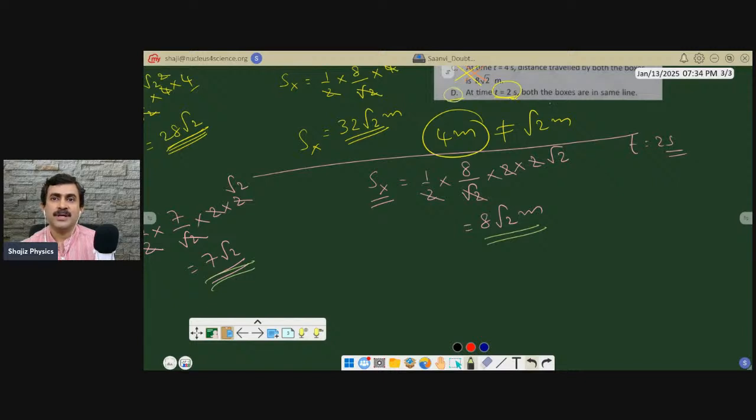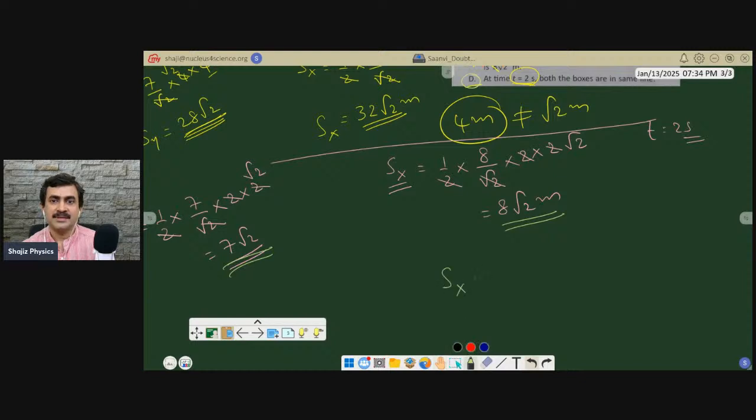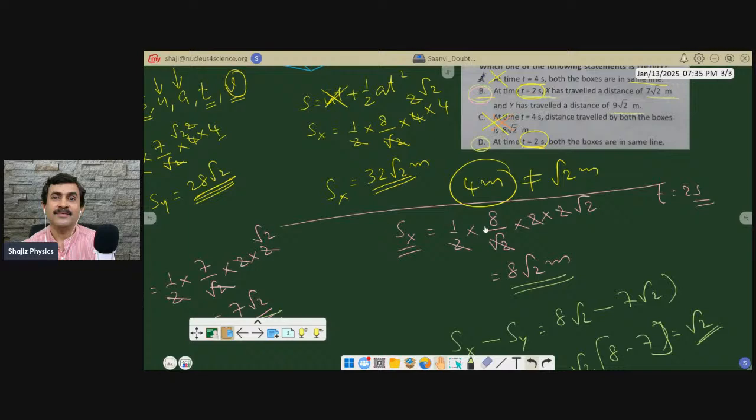At time t equal to 2 seconds, both the boxes are in the same line. Is it right? See, what is the difference? Sx minus Sy. How much is it? 8 root 2 minus 7 root 2, or we can take root 2 outside: 8 minus 7, that is 1. 1 into root 2, root 2 meter. So it exactly matches with the situation given in the problem.